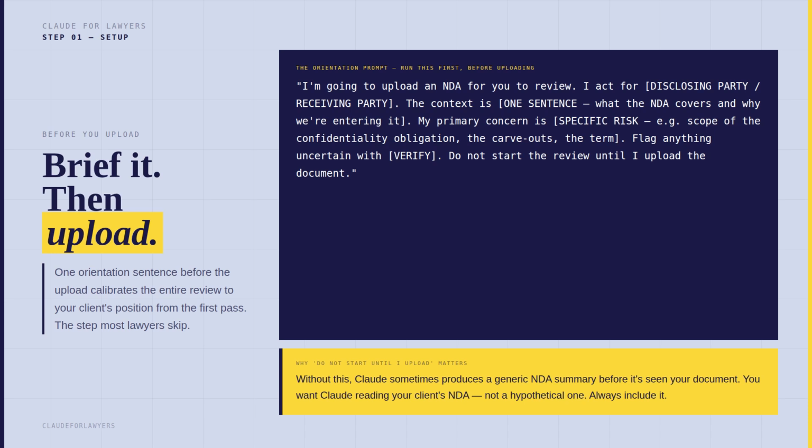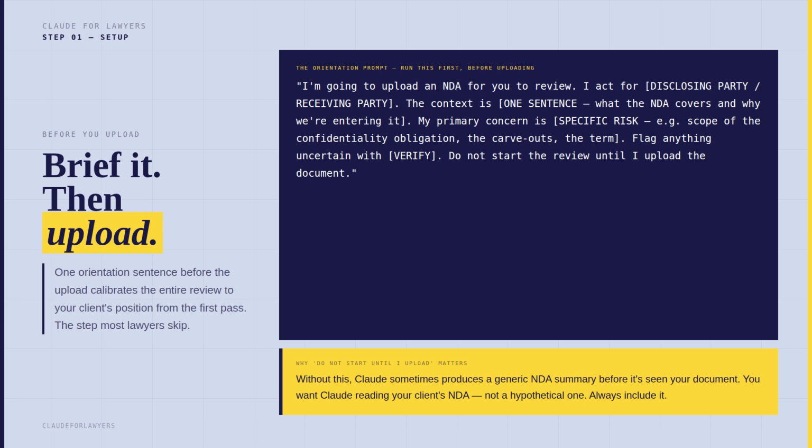3 things in that prompt are doing critical work. The first is telling Claude who you act for. Disclosing party and a receiving party have opposite interests in most NDA provisions. The confidentiality obligation that's broad is good for the disclosing party and bad for the receiving party, and vice versa. Claude needs to know which direction to read from.